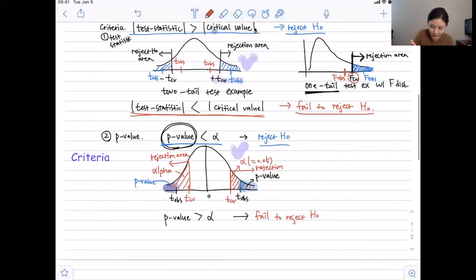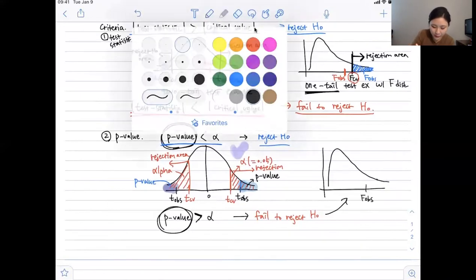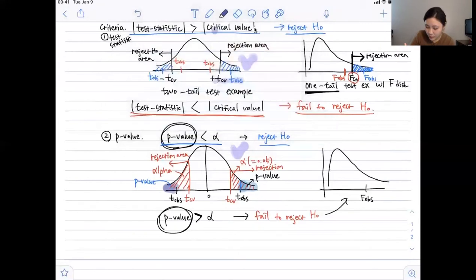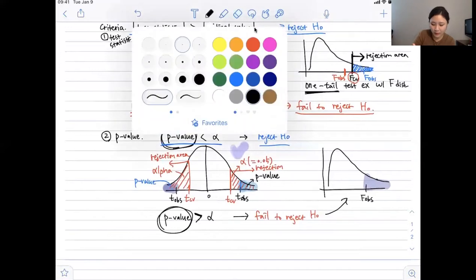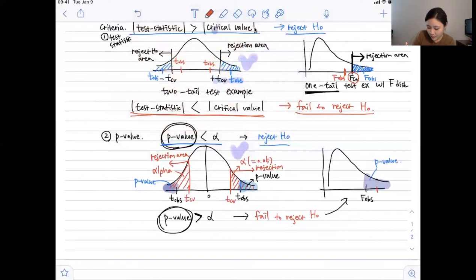Let's see, I'm going to draw this. If I have an F distribution, I have the F observed value. The proportion after the F observed value is my p-value. Alpha is the proportion after the F critical value. So the red part is my alpha.